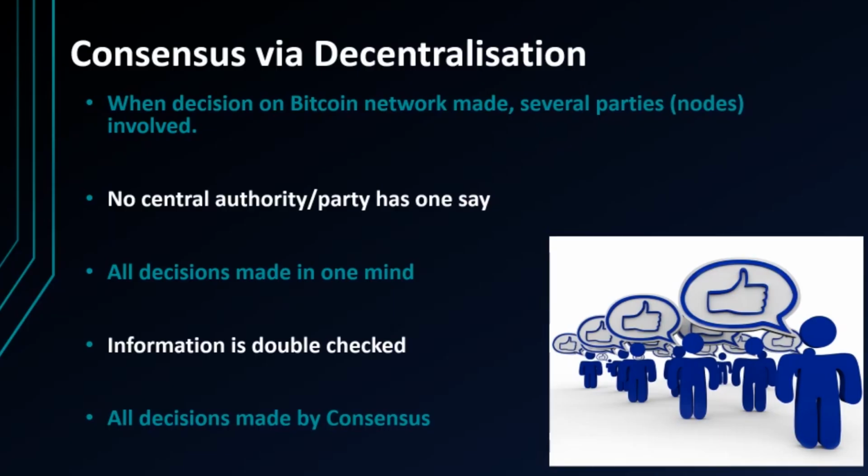That's that company's decision. But in the Bitcoin network, there's a global consensus. It's several parties. All the nodes are involved. All the decisions are made in one mind. So all the decisions made on the Bitcoin network, what to include into the blockchain, what to ignore, they're all made together. They're all made in one mind. That's consensus. All the information is double checked, and all the decisions are made by consensus.